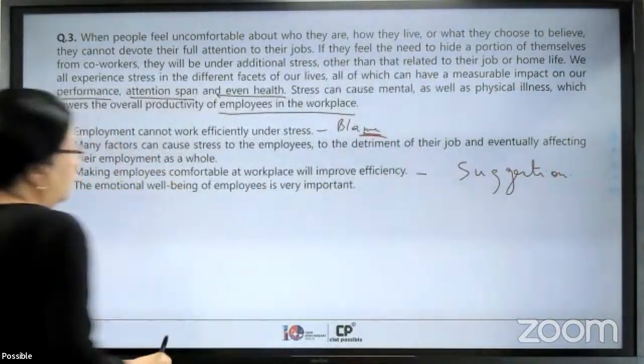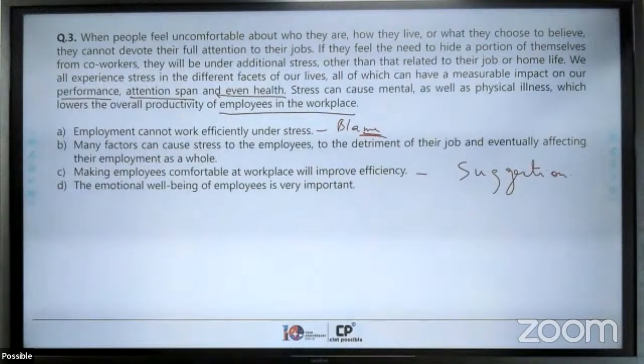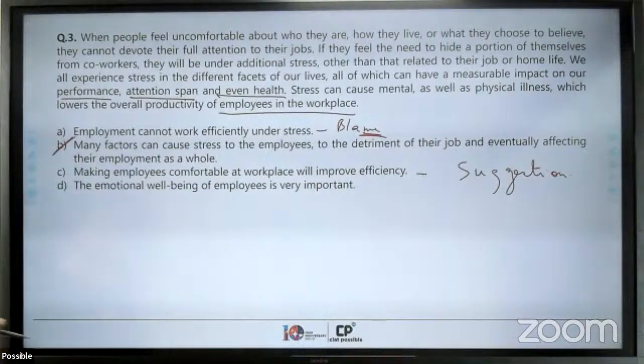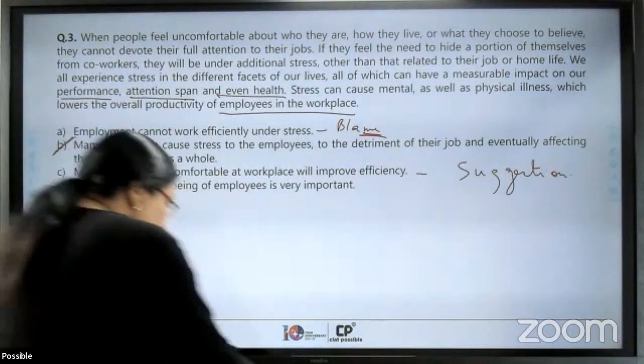The emotional well-being of employees is very important. Now that's absolutely a sweeping statement or a general statement. Answer B, Bombay. Wow, very good. Many factors can cause stress. The causes of the stress to the employee, to the detriment of their job and eventually affecting their employment as a whole. That's the central idea. Very good. I'm moving further.